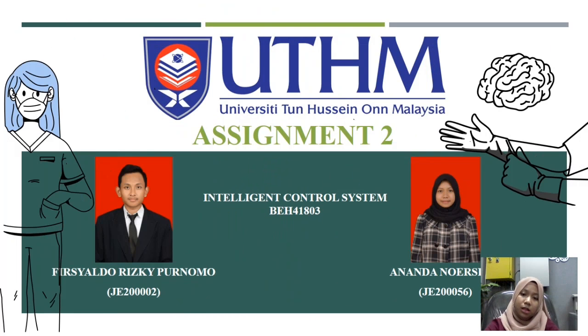My name is Ananda Nursena. My matrix number is GE2056, and my friend Virshal Doriski Purnomo, GE2000. I will present the result of project segment 2 with my friend, where we are from group 9.